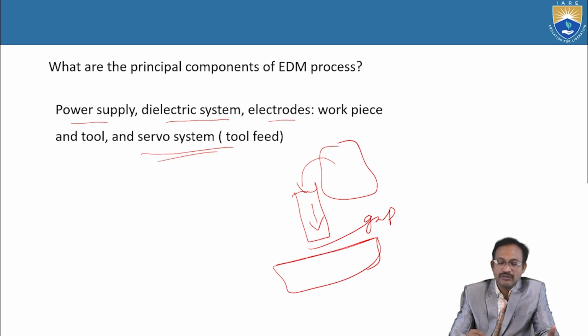During machining, the material removal will be occurring, and at that time the gap would be increasing. So simultaneously the tool must come down towards the workpiece, and that is done by the servo control mechanism.